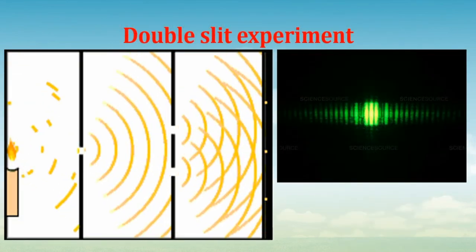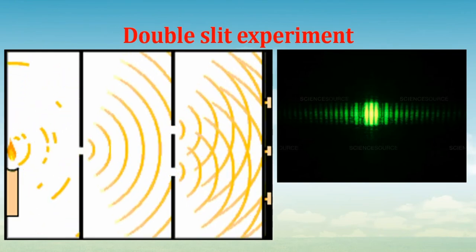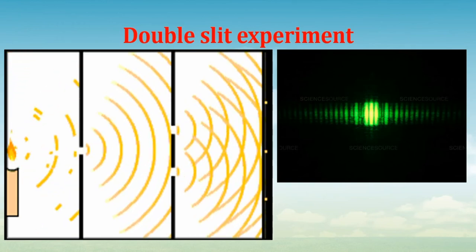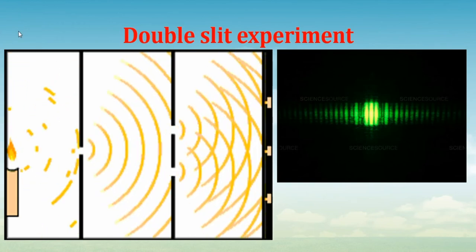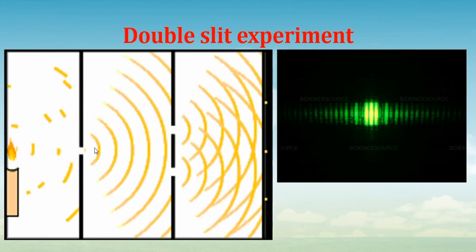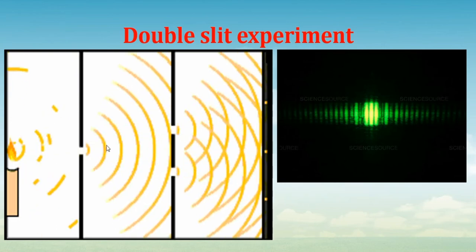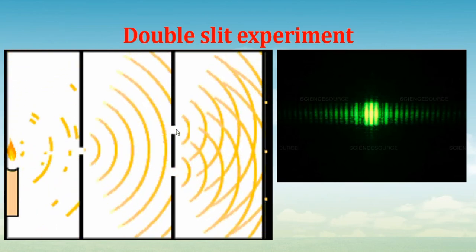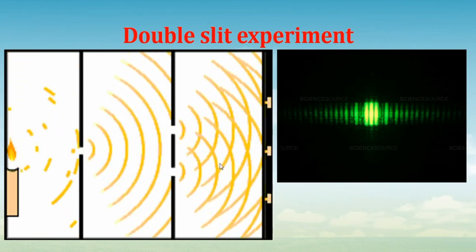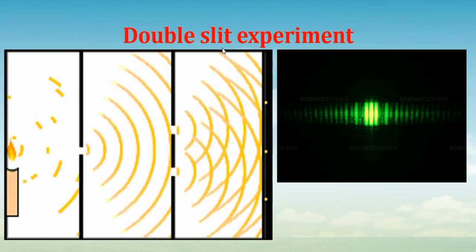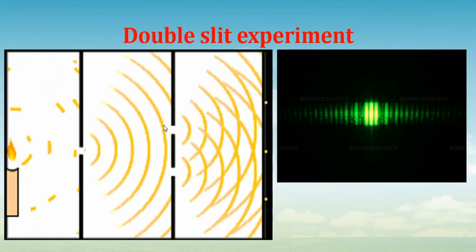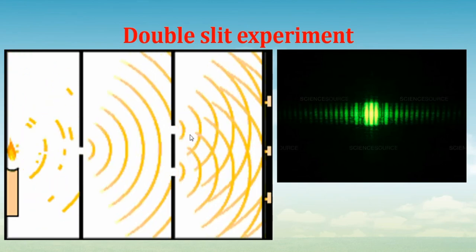You can also see how Thomas Young's experiment was done. You can see a candle, and the light from the candle is passed through a single slit, which produces a spherical wavefront. That spherical wavefront is made to pass through two slits. That's why this experiment is called the double slit experiment. After passing through these two slits, the two waves interfere over here.